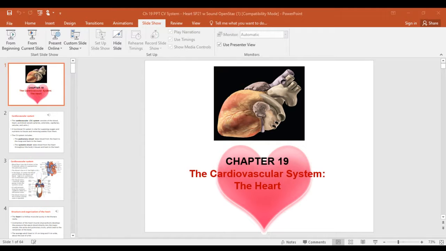We have a bunch of sheep hearts over here in buckets that normally, if we could do hands-on lab, we would be cutting those hearts open and looking at them. Maybe I'll get one out next week before class, and we can look at it.